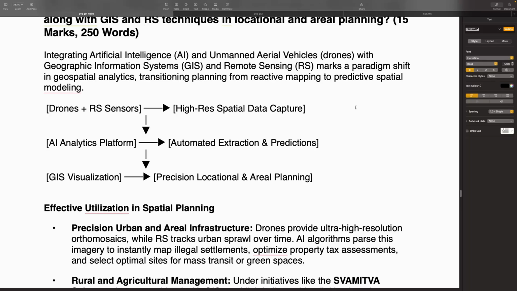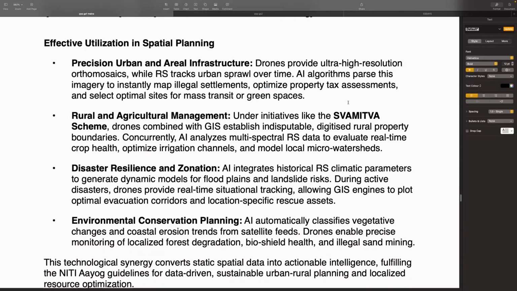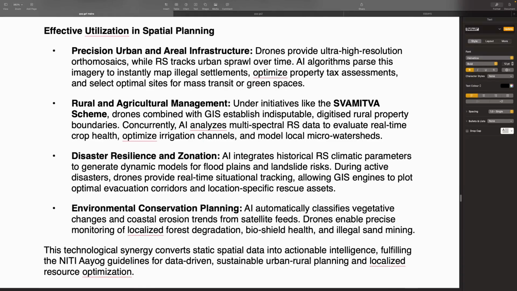Drones plus RS sensors, this is a flow diagram: high resolution spatial data capture. So you can see this, and if you want you can draw. Effective utilization in spatial planning: Urban and aerial infrastructure.